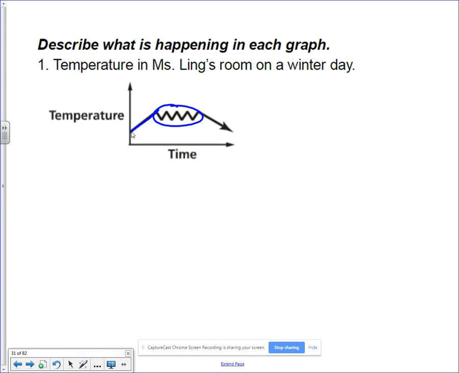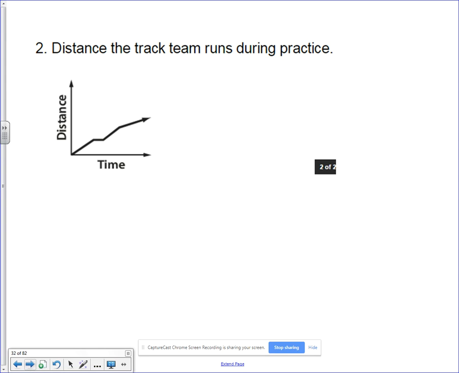You should have plenty of room underneath there to write. And then before she leaves, she turns it off, which makes the temperature go down. Wonderful. You see how we can kind of figure out what's going on just by looking at the graph? Okay. I believe the next one is the cross-country team or track team.